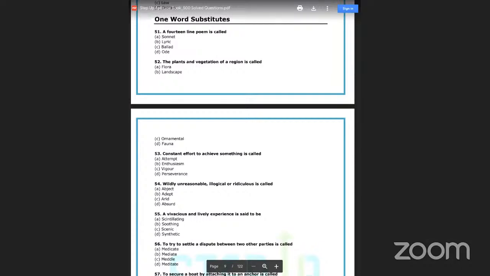Okay, then 54, widely unreasonable, illogical, or ridiculous is called what? It's absurd.